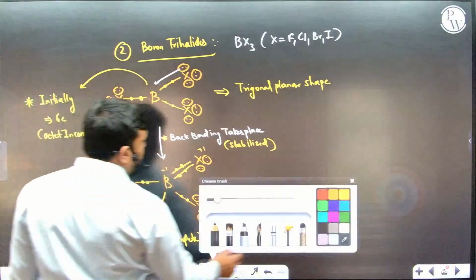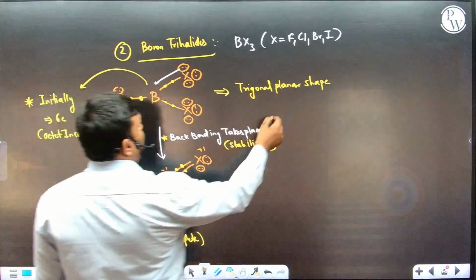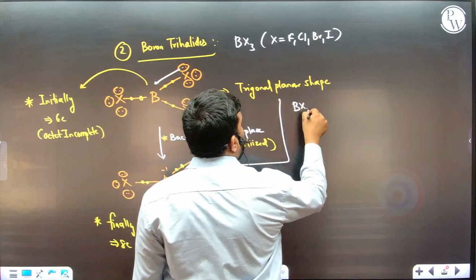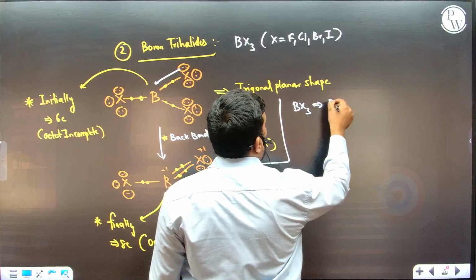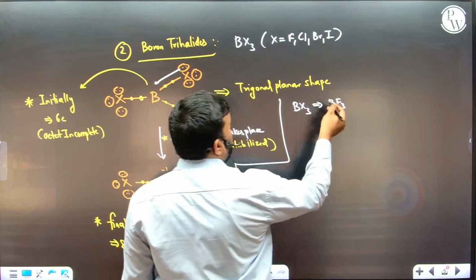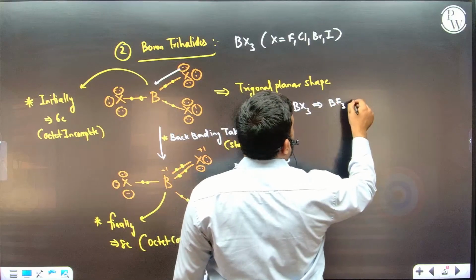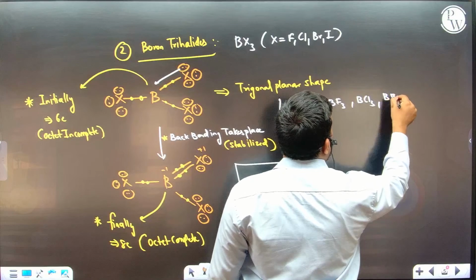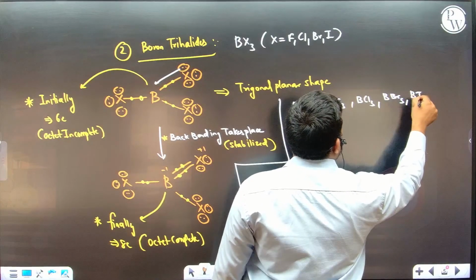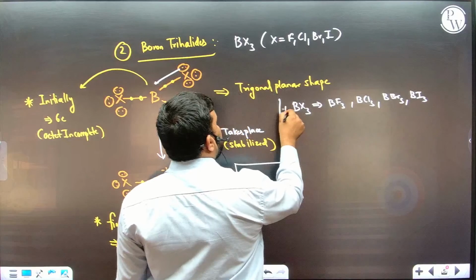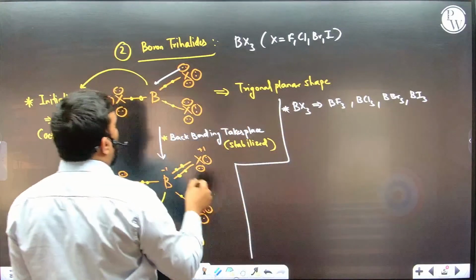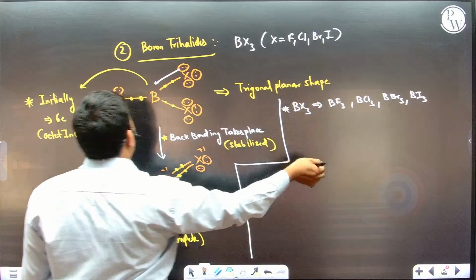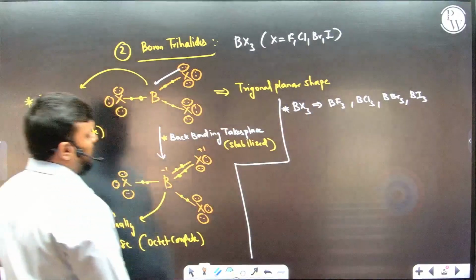So you can see we are having BX3. If X is fluorine, it is boron trifluoride. If X is chlorine, it will be boron trichloride, boron tribromide, or boron triiodide. But I am asking you, if the halogen is fluorine, chlorine, bromine, or iodine, will it affect the back bonding? Will it affect?